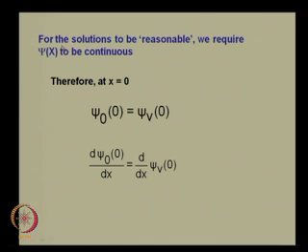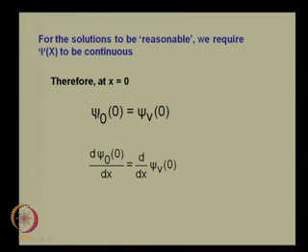So as I said, for the solutions to be reasonable we require that ξ(x) be continuous. Therefore at x equal to 0, we would like the wave function at x equal to 0 to be the same regardless of which direction you are approaching that 0 from. As we saw in the first slide, we can approach it from the direction where the potential is 0, so that is why the subscript 0 is there, or we can approach it from the direction where the potential is V, in fact V naught, but we will write it as V here.